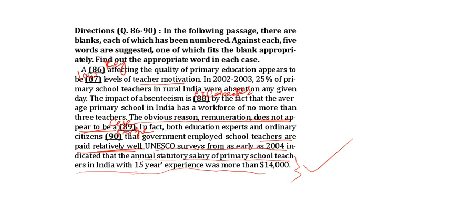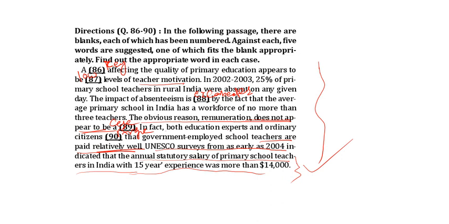Why has that situation come? Because the government started the schools, but they are not taking strict action against the teachers who are not coming to school. The only thing is the negligence of the government in primary education in India. That is the main reason. So, a key affecting the quality of primary education appears to be low level of teacher motivation.